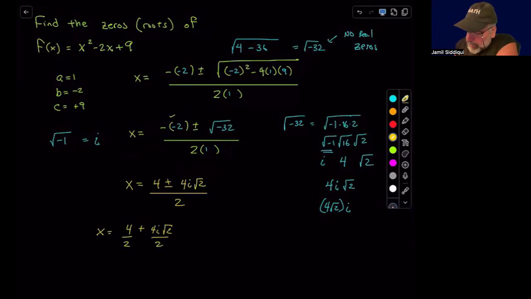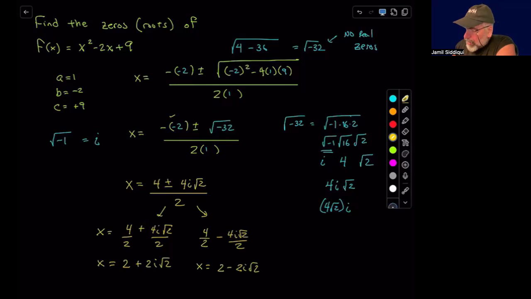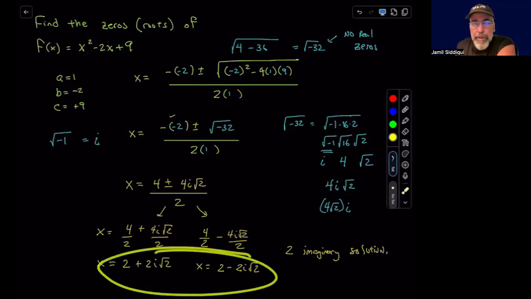And remember that we can cancel common factors in the numerator and the denominator, so this becomes 2 plus 2i root 2. And that means the other answer is going to be the conjugate pair. It's going to be 4 over 2 minus 4i root 2 over 2, which gets us x equals 2 minus 2i root 2. So what we would say is we have 2 imaginary solutions or zeros. But the good news is that a degree 2 problem still has 2 zeros.